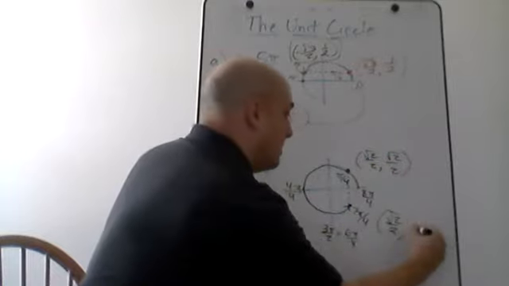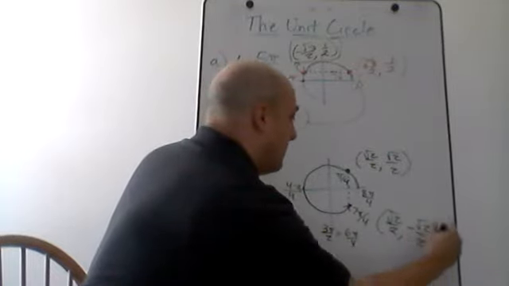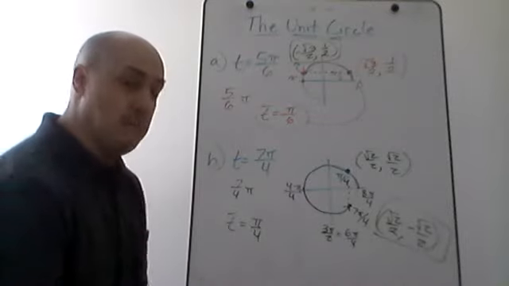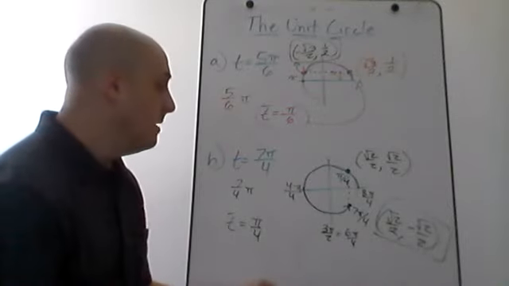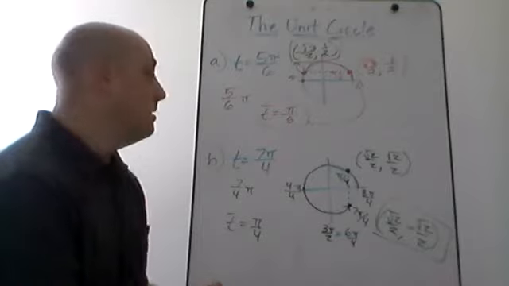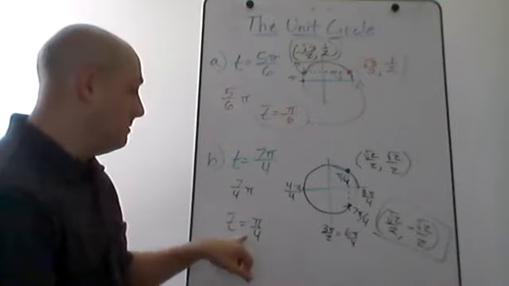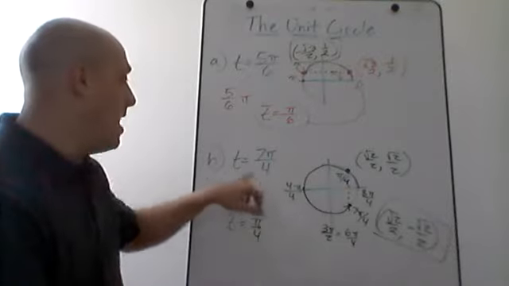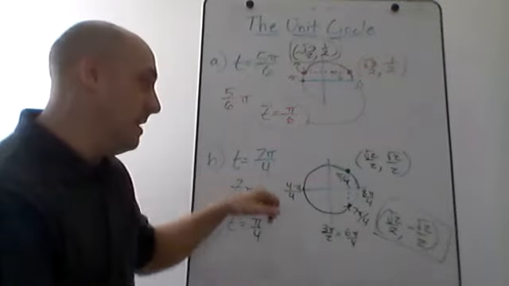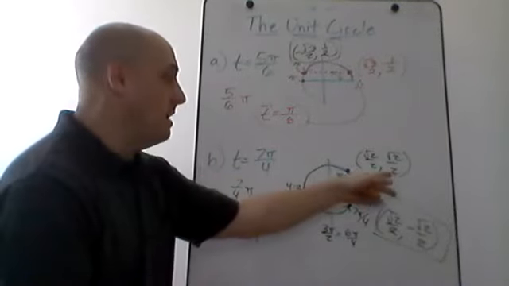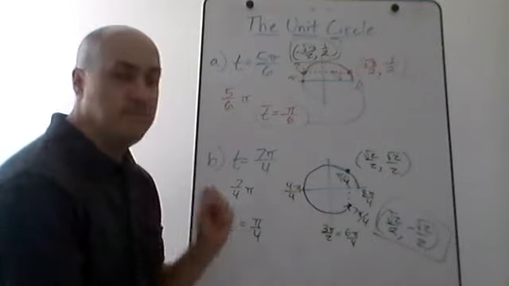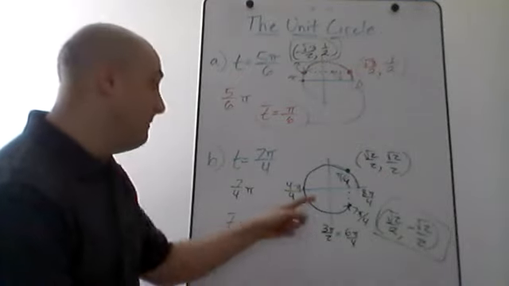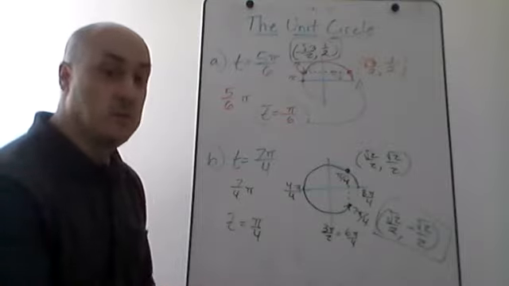The x stays positive, but the y becomes negative root 2 over 2. That's my terminal point for t equals 7 pi over 4. All right? So again, we identify the quadrant. We take our reference number, which is going to be one of those numbers in the first quadrant, just keeping that same denominator. And then it's just whatever that terminal point is from the first quadrant, change the x to negative, change the y to negative. If I was in the third quadrant, I would change both the x and y to negative, right?